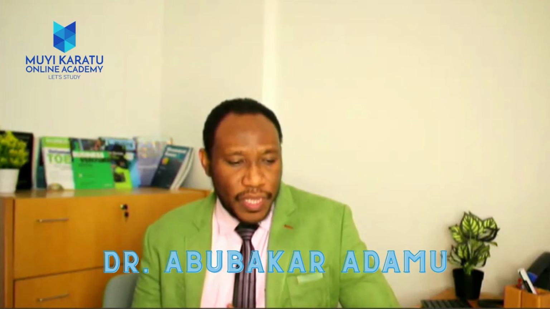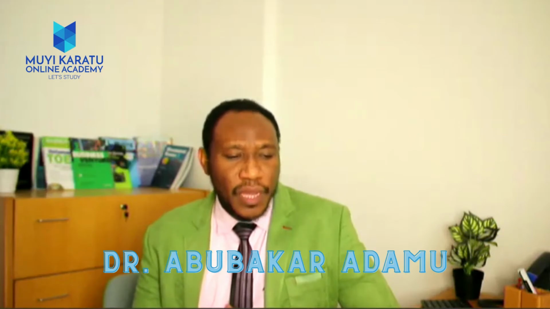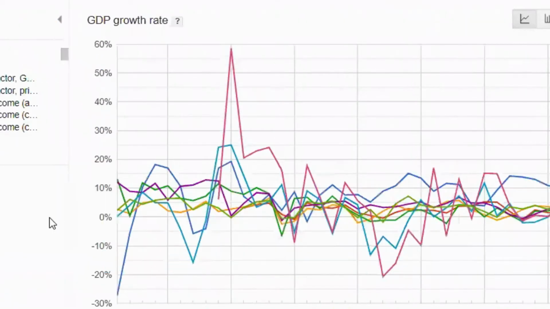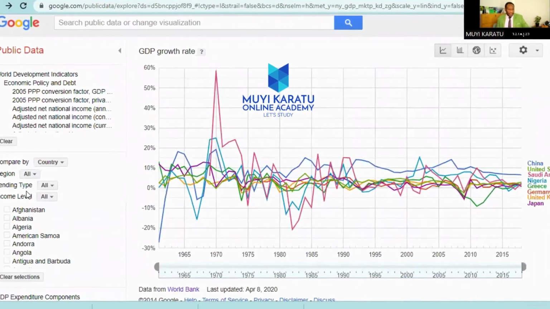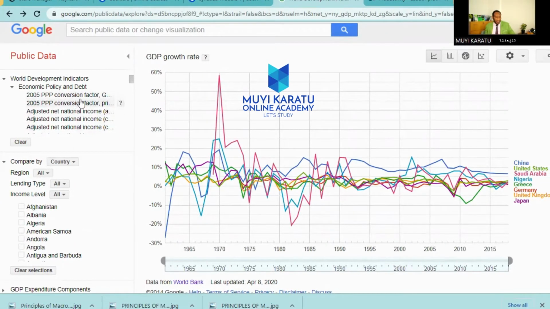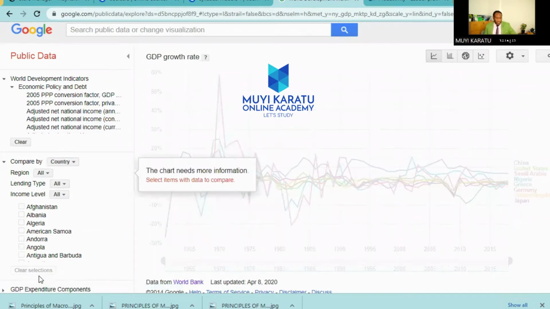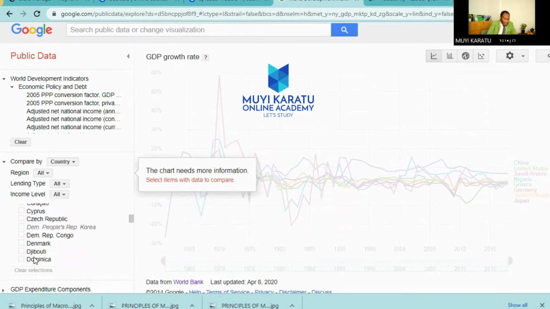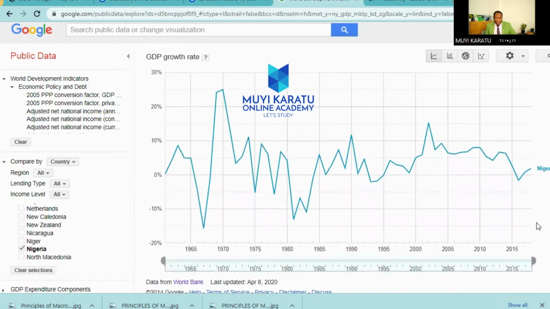One thing I didn't show you is when you get in here, how do you get this data? For example, on my left-hand side, you can see different countries and different indicators here, adjusted net national income, PPP conversion factors, all these different things. You can come down here and pick a different economy. I can clear all the selections and just pick one country using this data. For example, I can pick only Nigeria. Let's say we want to analyze Nigeria. We just pick Nigeria. You see, only Nigeria appears here.